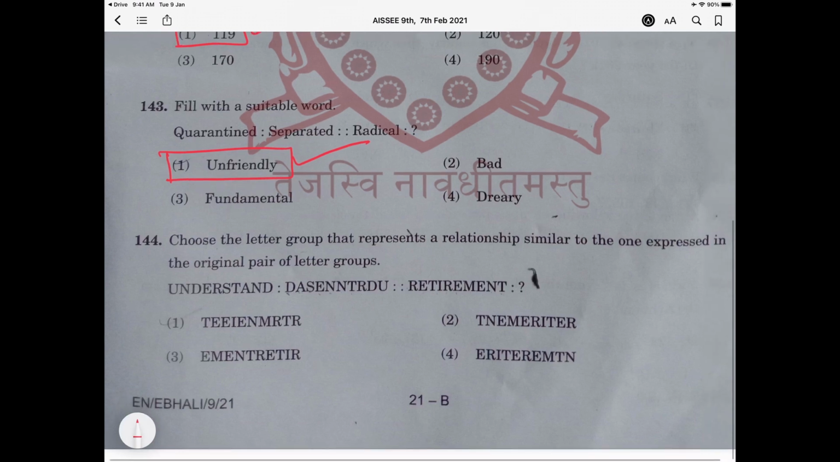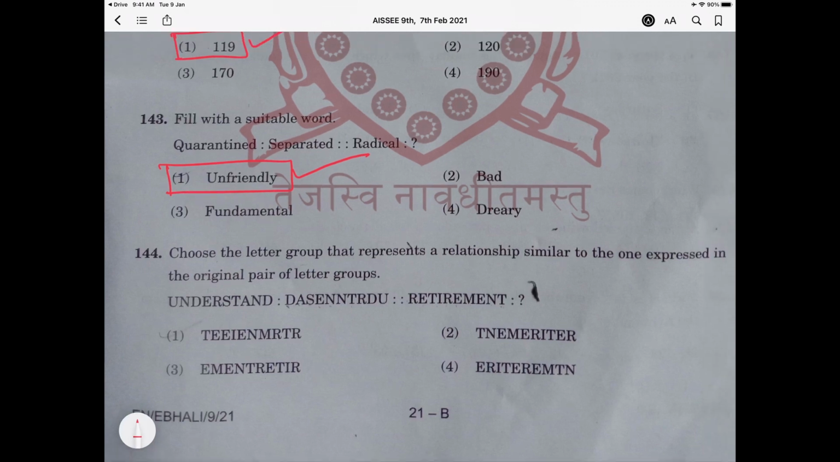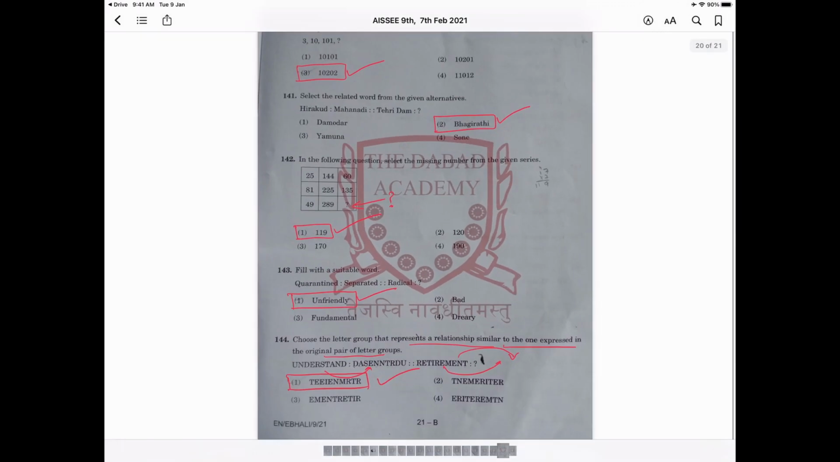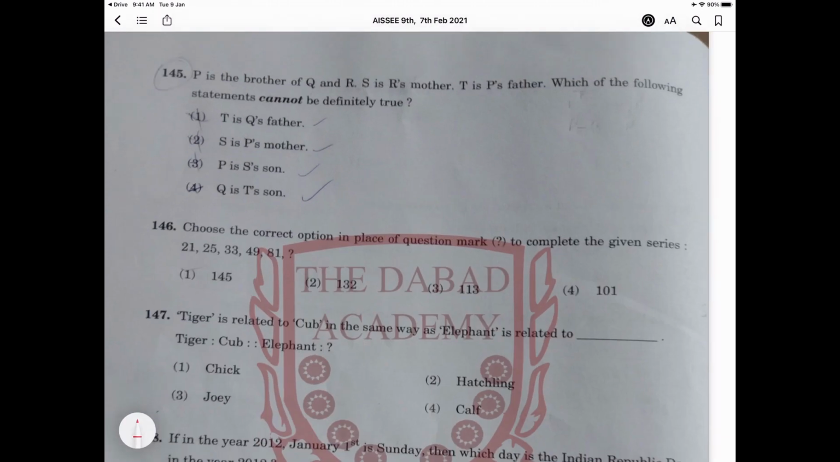In question number 144, choose the letter group that represents a relationship similar to the one expressed in the original pair of letter groups. Upon solving, whatever relationship is in these two, that relationship would be with which one. So the correct option is TEEIE. So TEEIE is option number 1. Moving on to the next page.